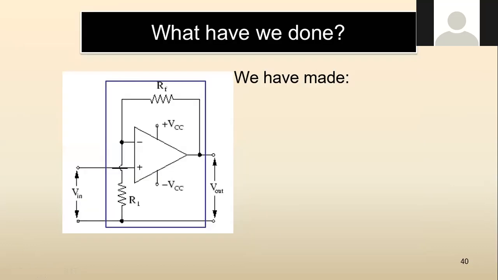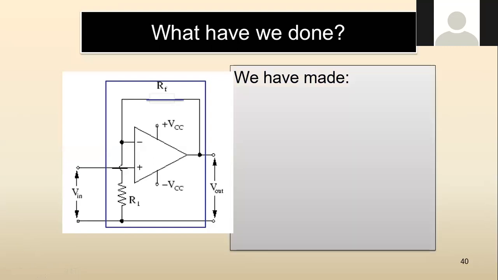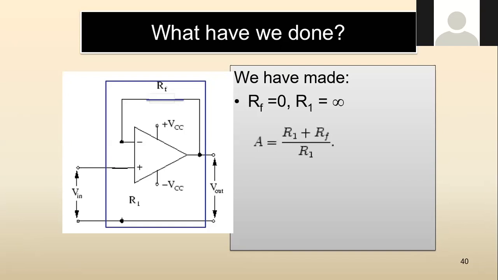Okay, what have we done? Let's look at the same circuit again. We are just using this circuit, except what have we done? We put this as 0. And R1, what have we done? Right? We cut it off. So it means that we put R1 as infinite. Yeah, infinite resistance. We cut it off. Then we use that formula. That's how we get our gain equals to 1. Right? RF is 0, R1 and R1 cancel, becomes 1.